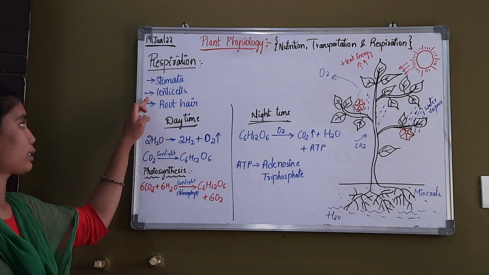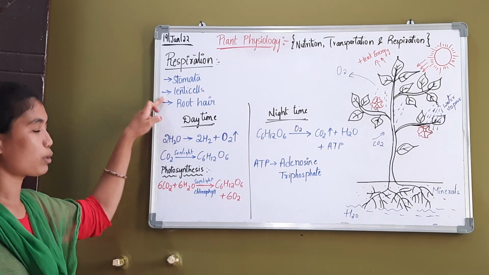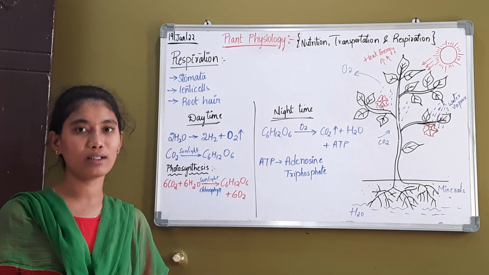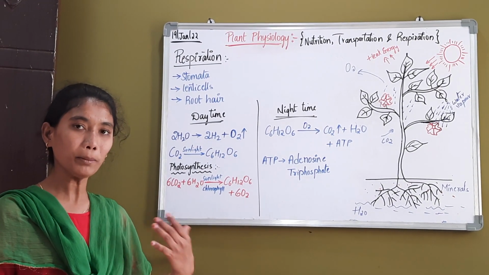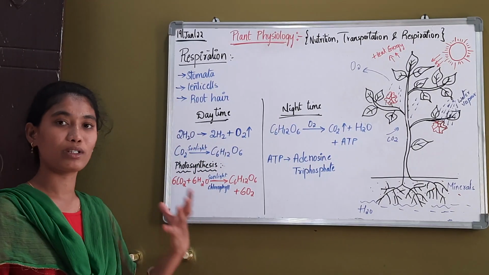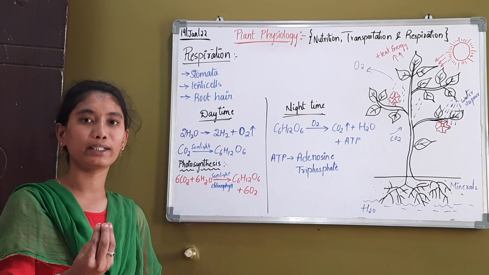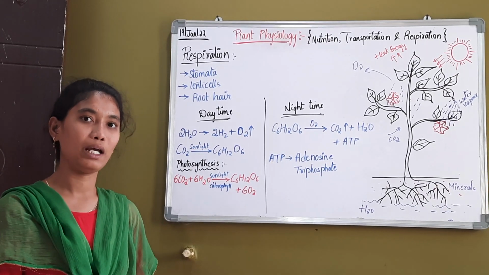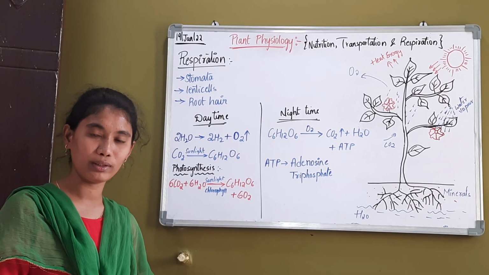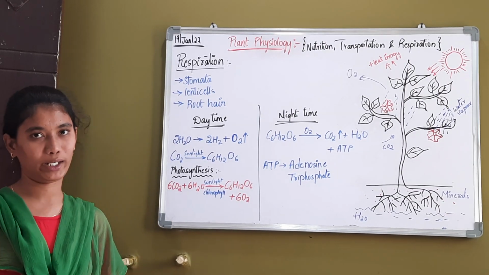Now, respiration through lenticels. This also serves as a respiration part. So when the concentration is high in the plants, the plant releases the carbon dioxide, and when the concentration is low, the plant absorbs the carbon dioxide.